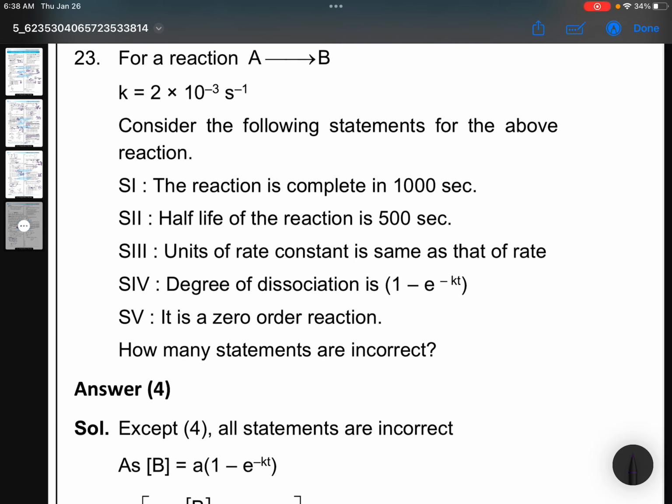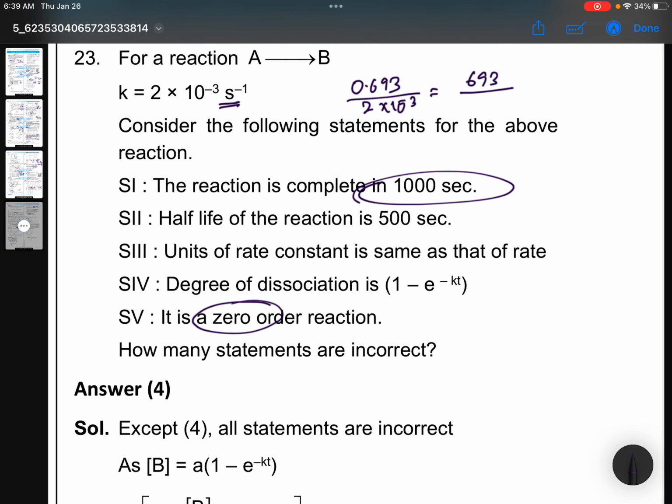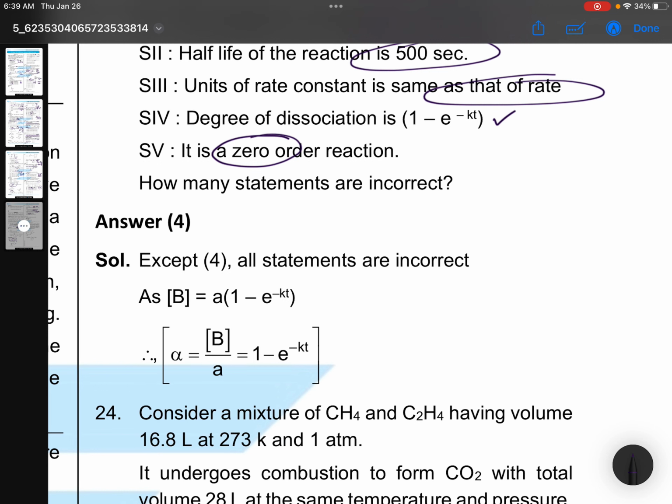See, per second is given, that means this is a first order reaction. This statement is wrong, and first order reactions never go for completion, so wrong. Half life is 0.693 by k. 0.693 by 2 into 10 to the power of minus 3 means 693 by 2, so it cannot be 500 seconds. Wrong. Units of rate constant same as that of rate: wrong, because for rate it will be moles per liter per second and it is given per second. So all these are wrong. Only this is right because it is a first order reaction.